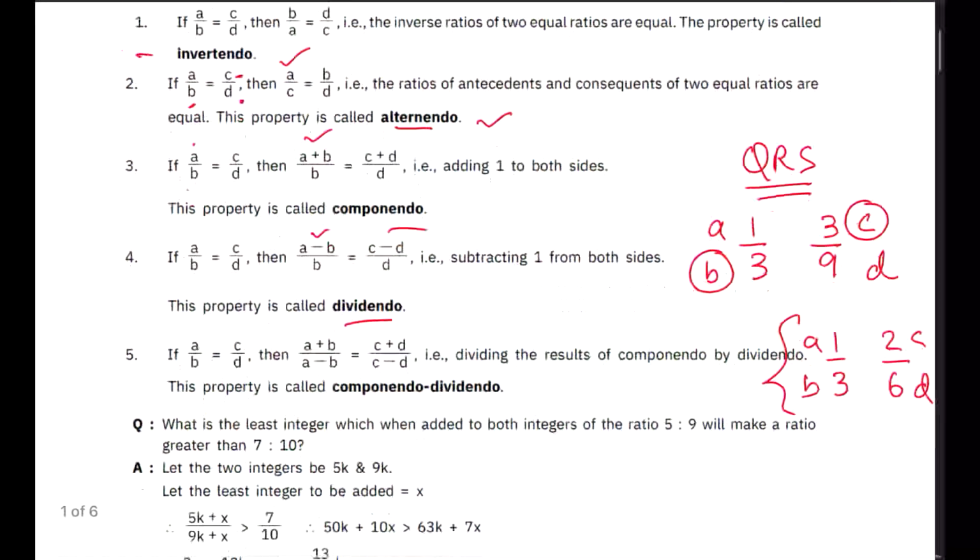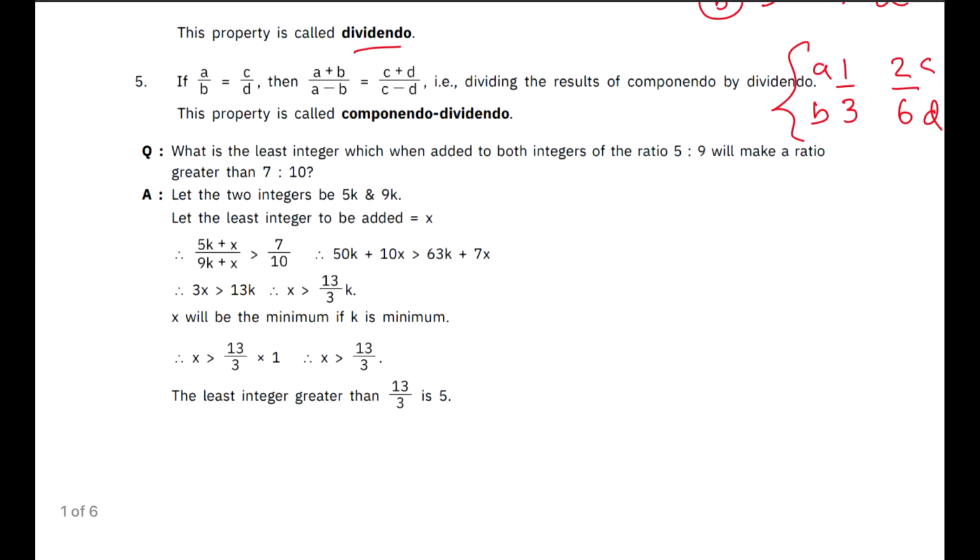And one more property is when you have componendo dividendo together, so the componendo part becomes my numerator and the dividendo part becomes my denominator. There is a whole derivation of how we reach this, where we use invertendo again and get this formula. So you don't have to learn the derivation, you just have to know this formula. It would be helpful for clarifying some of the questions.